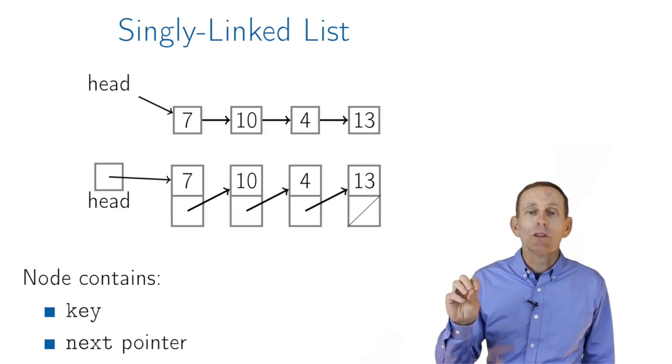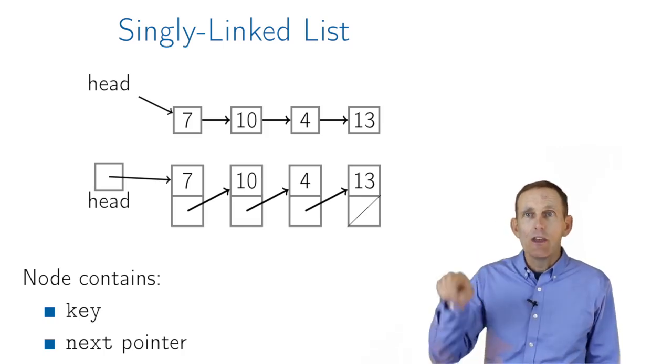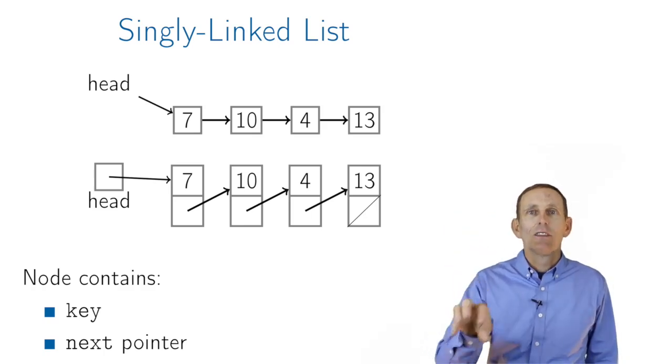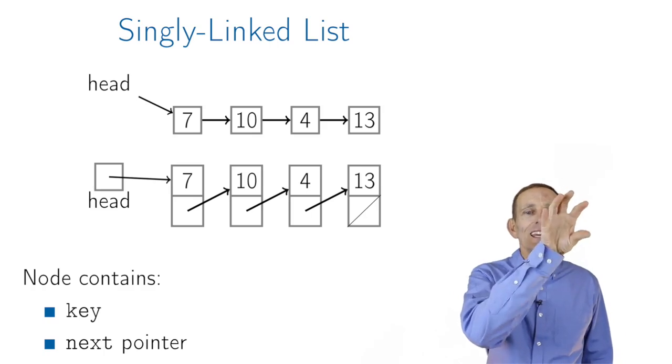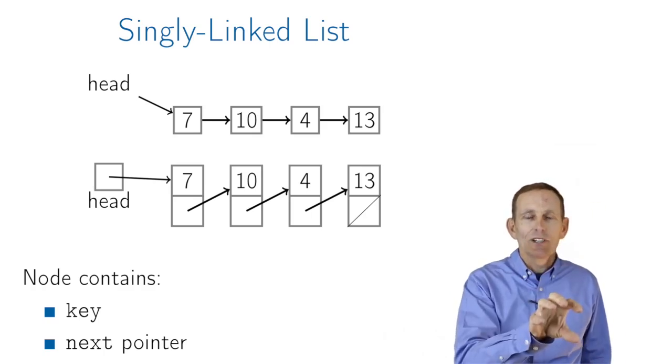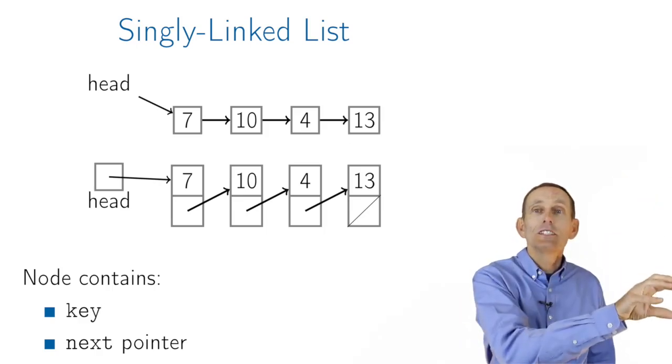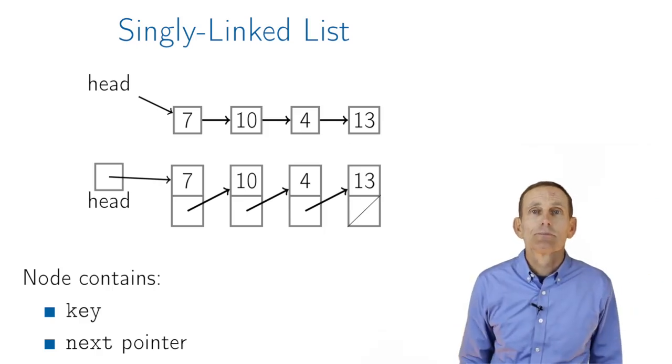So head is a pointer that points to a node, and that node contains two elements, the value 7, and then a pointer that points off to the next node that contains a key 10, and a pointer that points off to the next node 4, points off to the next node 13. 13's next pointer is just nil.